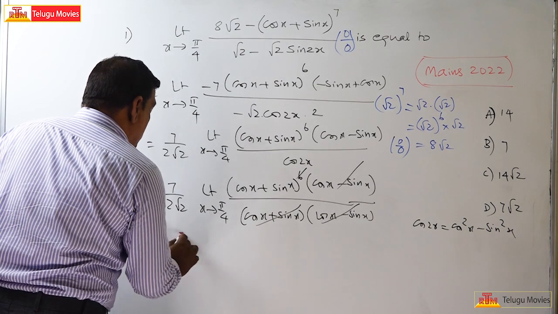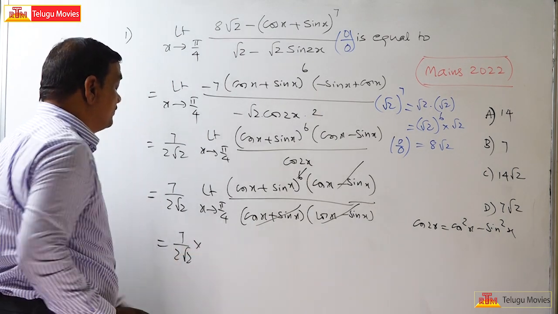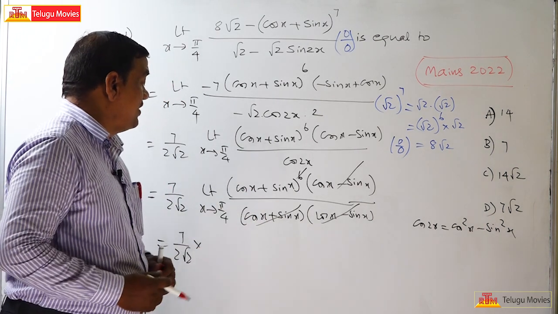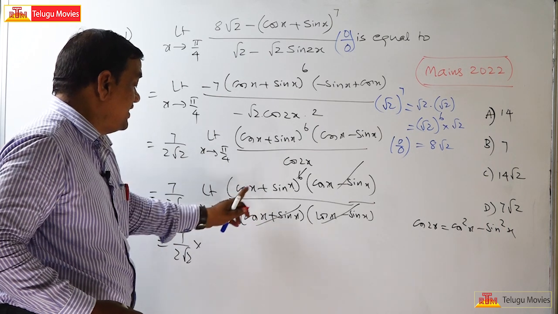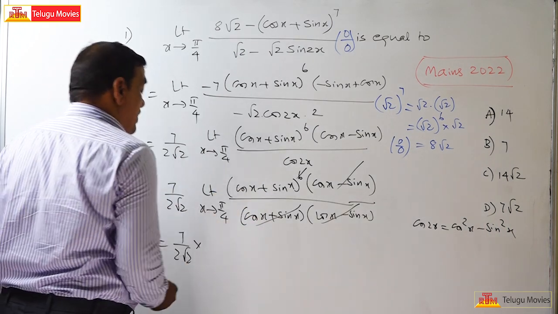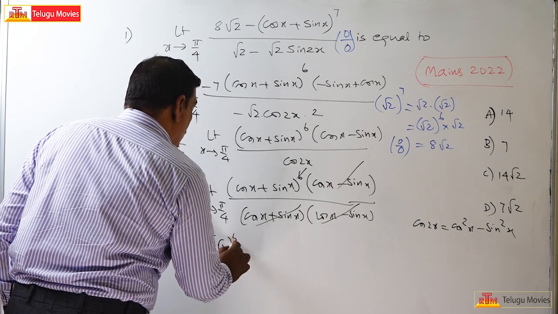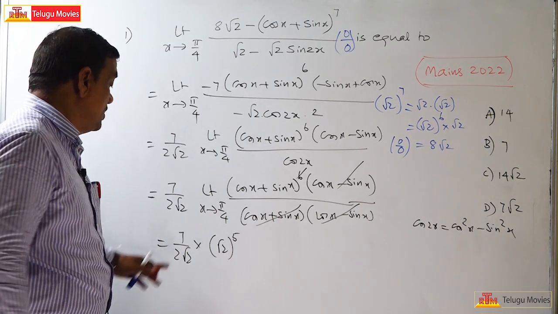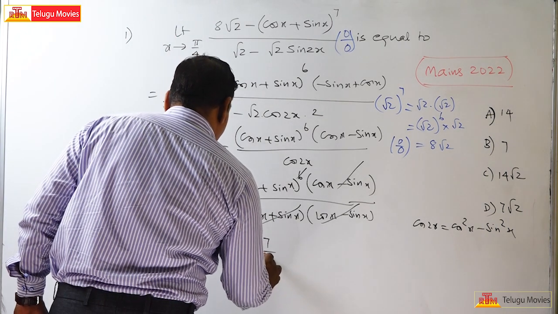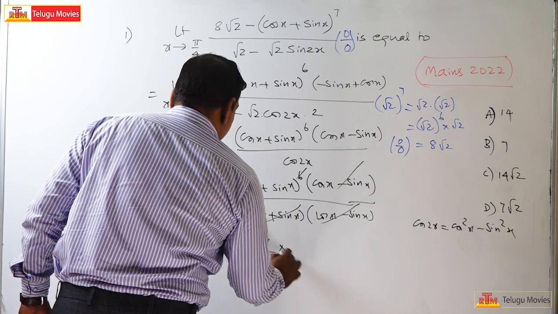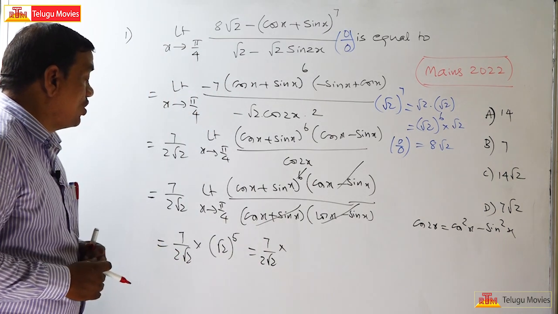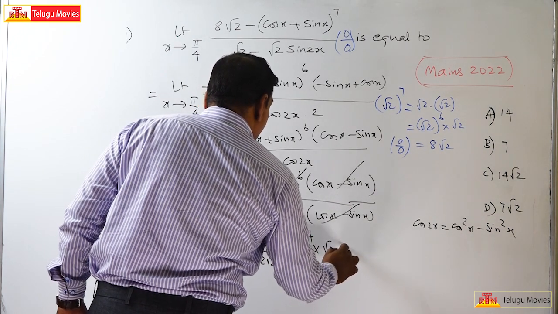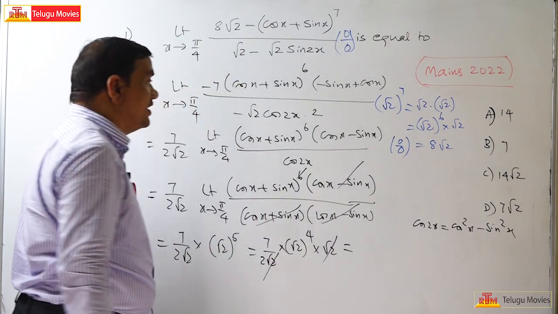So the remaining thing: 7 by 2 root 2 into, x tends to pi by 4, substitute here. Cos x plus sin x, cos pi by 4, 1 by root 2 plus 1 by root 2, this is root 2, whole to the power of 5. Now let us check here. So 7 by 2 root 2 into root 2 whole to the power of 5. Root 2 whole to the power of 5 is equal to root 2 whole to the power of 4 into root 2. This root 2 will get cancelled.